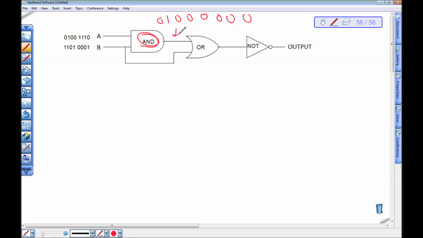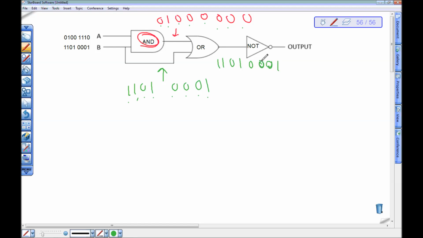I'm going to take that and I'm going to OR it with B, which is 1, 1, 0, 1, 0, 0, 0, 1. So this OR will be a 1 if either one of them is a 1. So in my first spot, 1 or 0 is 1. 1 or 1 is 1. 0 or 0 is 0. 1 or 0 is 1. 0 or 0 is 0. 0 or 0 is 0. 0 or 0 is 0. 1 or 0 is 1.